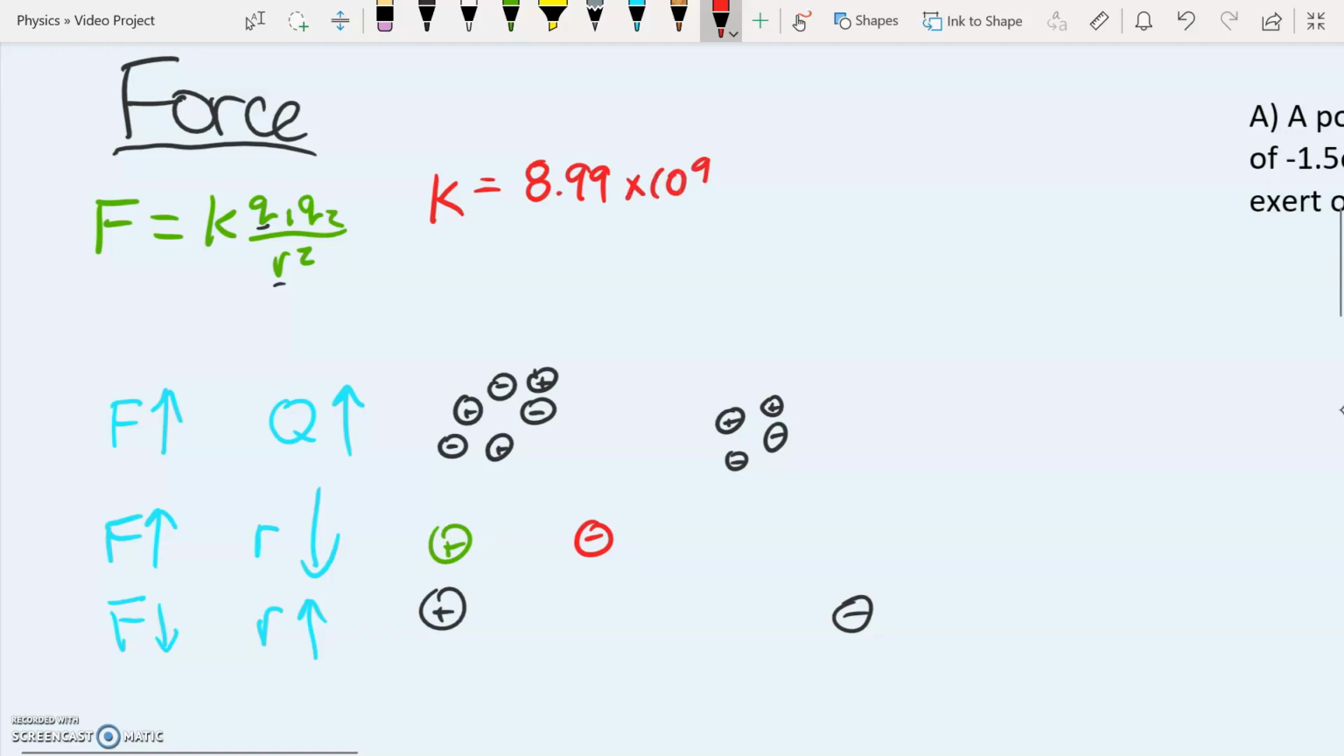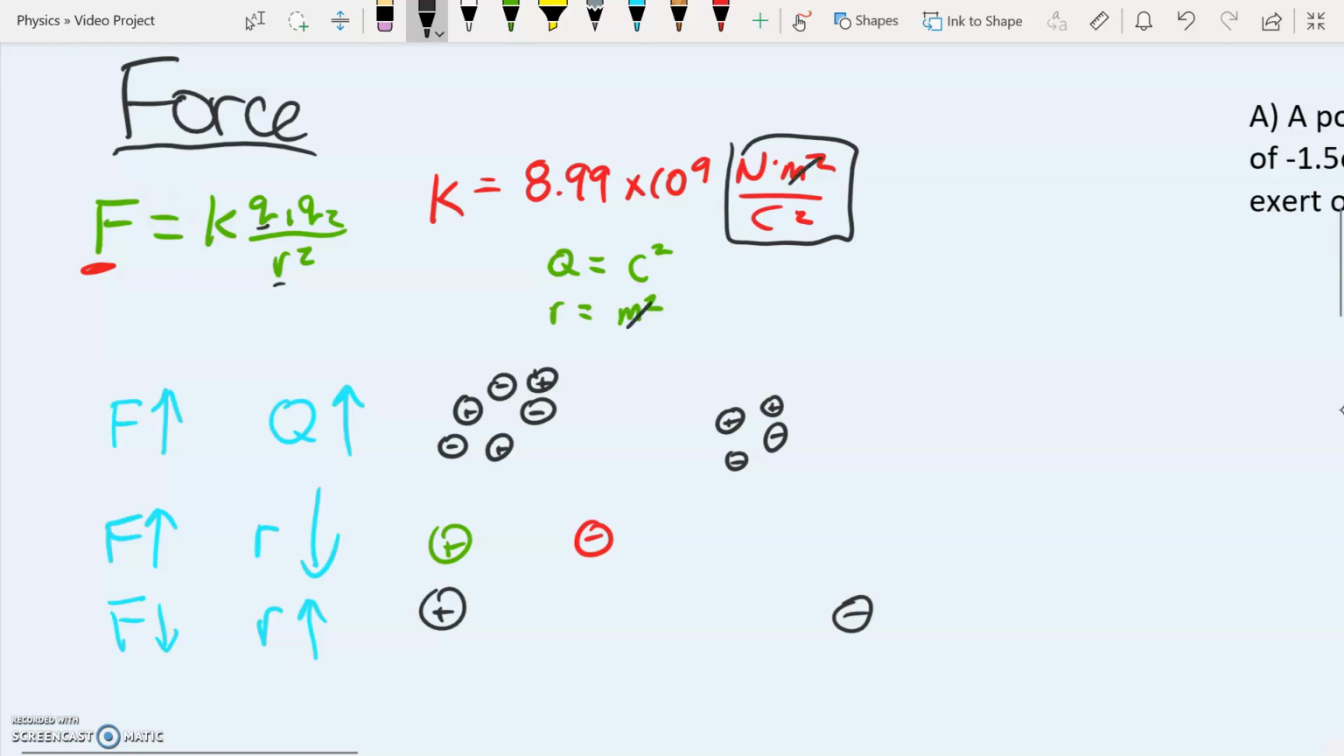And then the units on this are really important. Newtons times meters squared over coulombs squared. And you may ask yourself, why do we have those units? Well, in our equation, Q is our charge, which is in coulombs squared, and R is our radius, which is meters squared. And in order to complete this equation and end up with a force, we need these units to cancel our units. So the meters squared will cancel, and the charge will cancel, and we end up with newtons for our force.